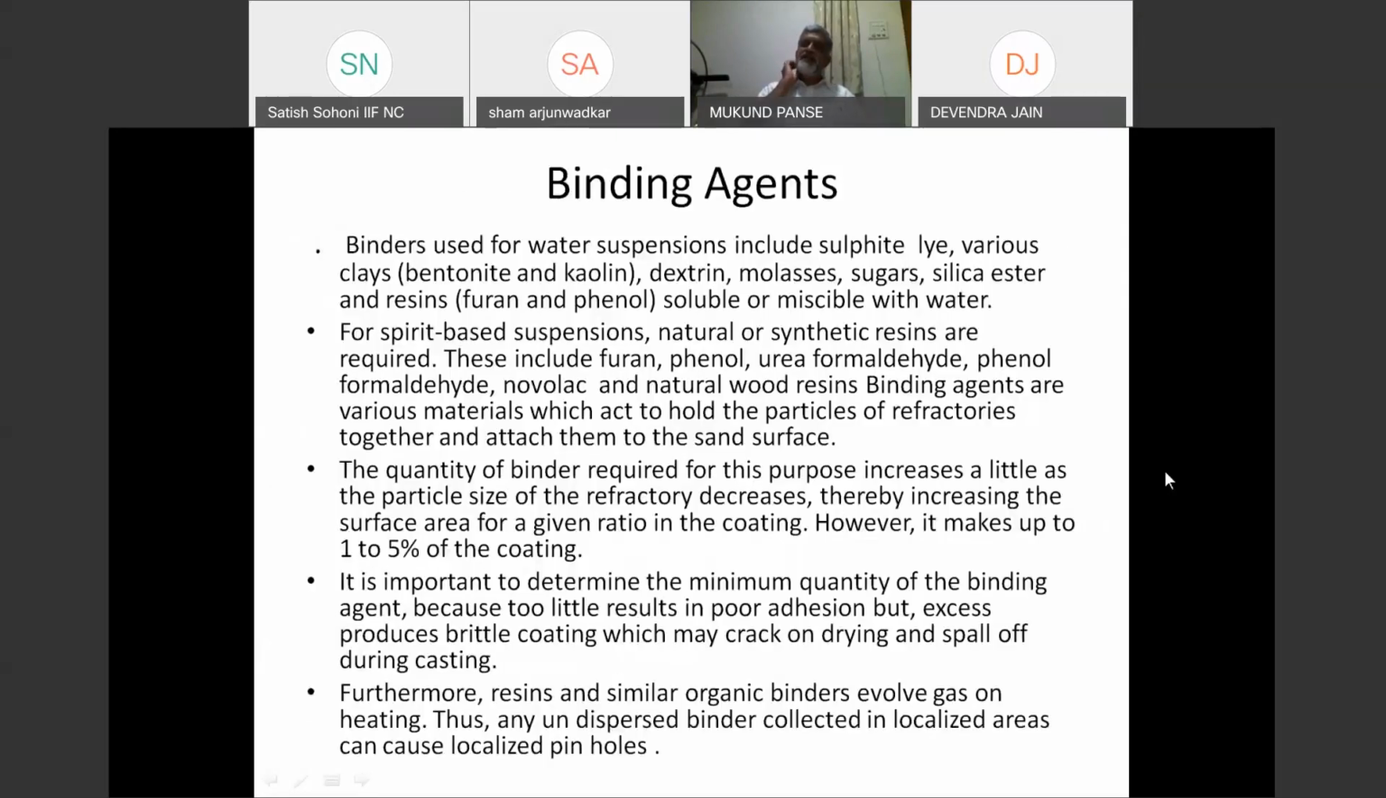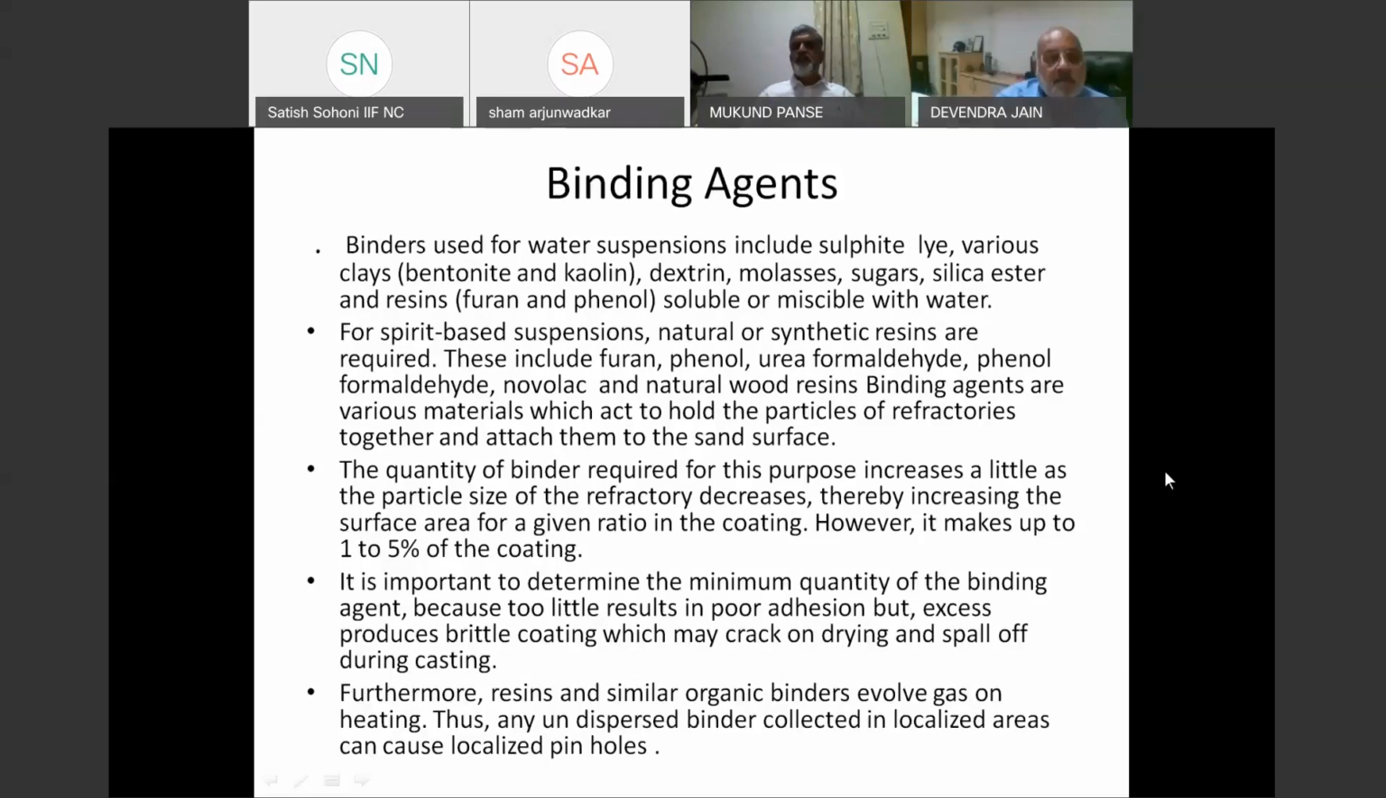The second ingredient is the binding agent. You are trying to coat the refractory on the mold. After coating through a carrier, it should remain there bonded together and should not come out. I mean, it should not be friable so that it gets washed away with the metal. For water suspension, the binding agents are sulfite lye, dextrin, bentonite, kaolin clays, or certain water-soluble resins.